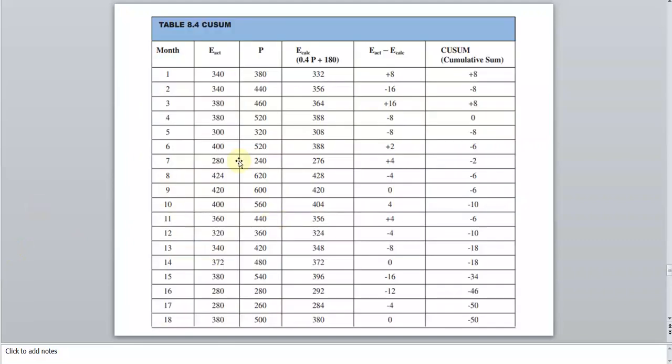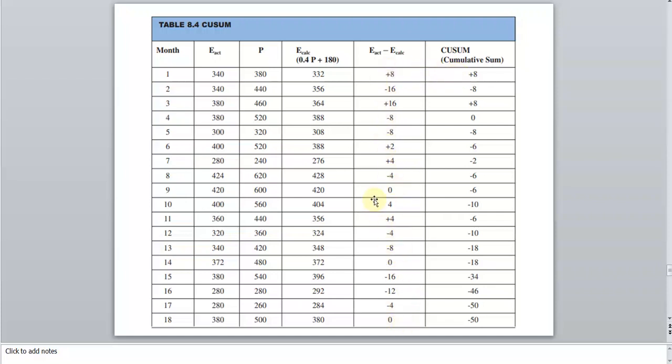So this is the table for CUSUM, per month. Per month energy consumption with respect to power production, then expected energy consumption, then the difference between them: 332 minus 340 will be plus 8. So this row minus this row gives this row. These are the CUSUM points. Now we have to make another column, the cumulative sum of these points.